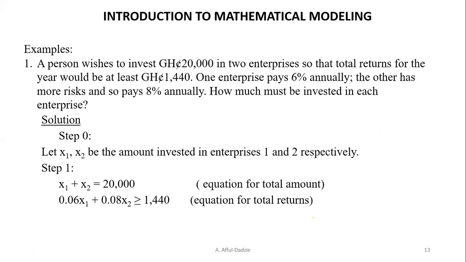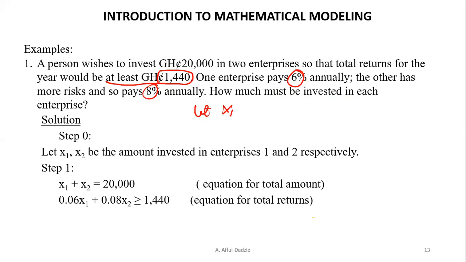So a person wishes to invest 20K in 2 enterprises. The total returns for the year would be at least 1440. One enterprise pays 6% and the other pays 8%. How much must be invested in each? The first thing is to define your decision variables. Always define your decision variables.